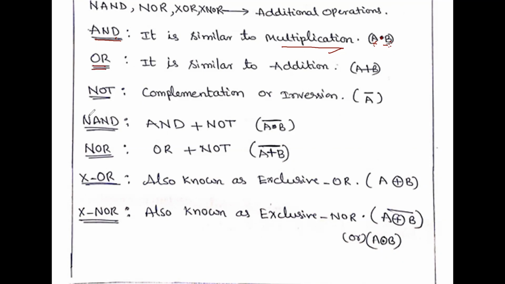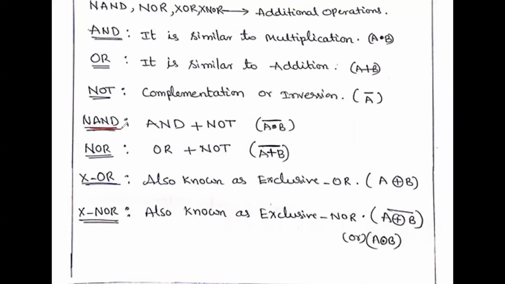Next one is OR. It is similar to addition. That means A plus B. Suppose we take two numbers, this plus operator indicates the ORing of A with B. The next basic operator is NOT. NOT means complementation or inversion. We can apply the NOT operator only to a single variable. If A is the input variable, then the complement of A is A bar. So it should be denoted with the A bar symbol.